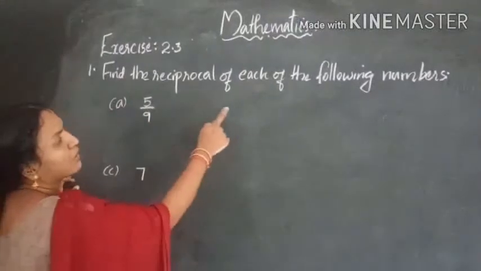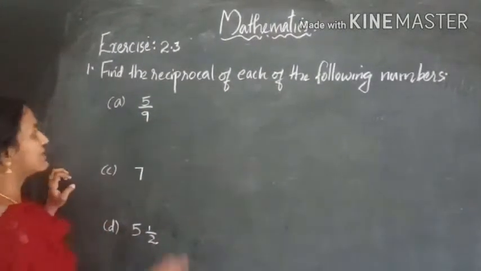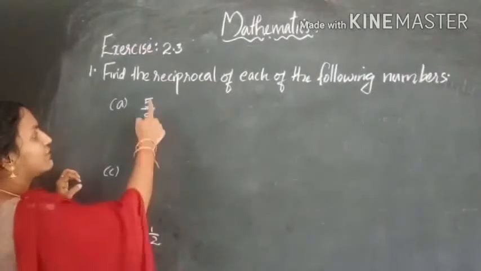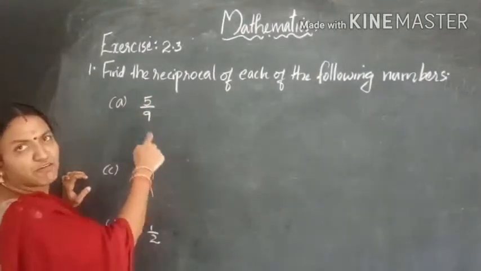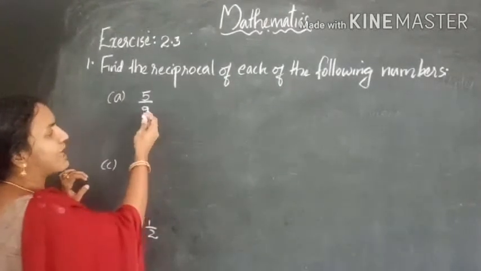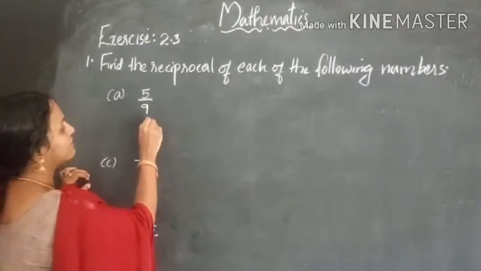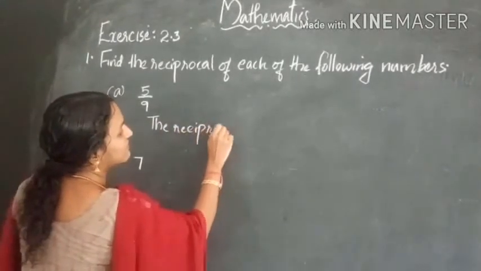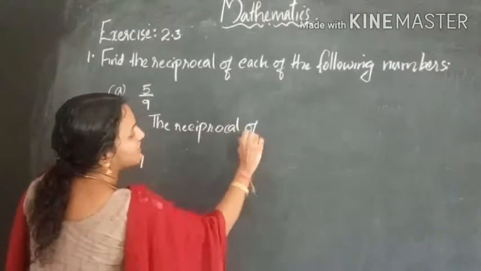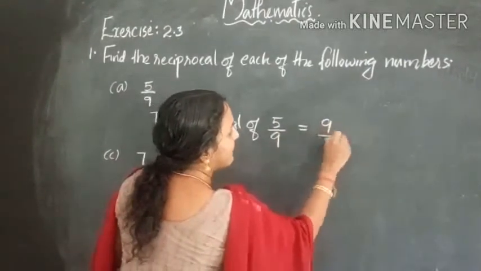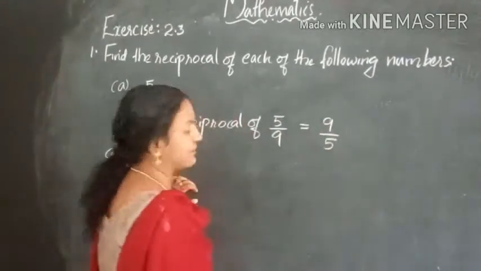Then we shall discuss the first question from exercise 2.3. Find the reciprocal of each of the following numbers. First question, 5 by 9. You have to find out the reciprocal of 5 by 9. So the reciprocal of 5 by 9, you swap the numerator and denominator, is equal to 9 by 5.